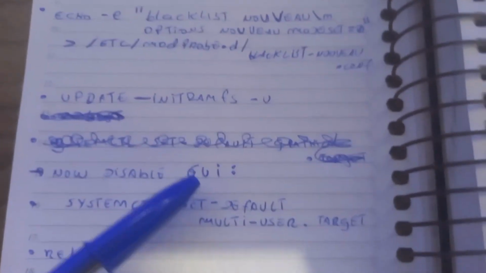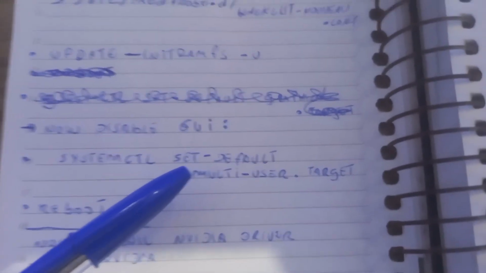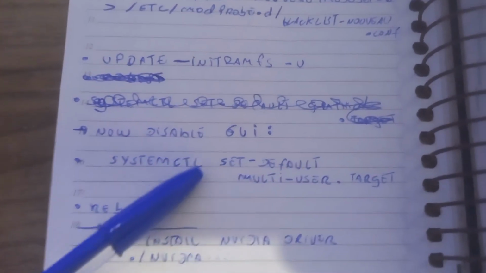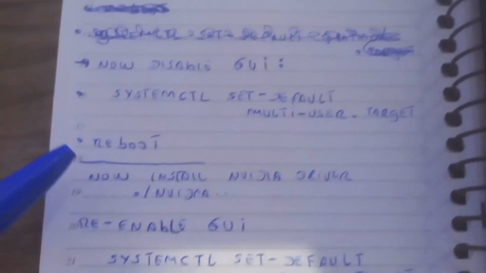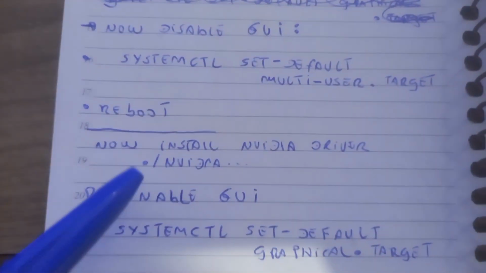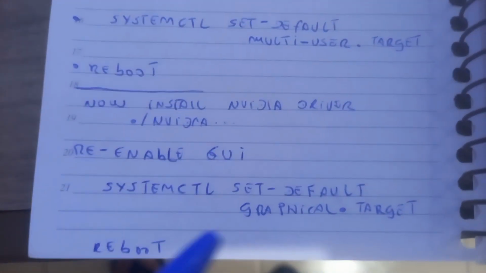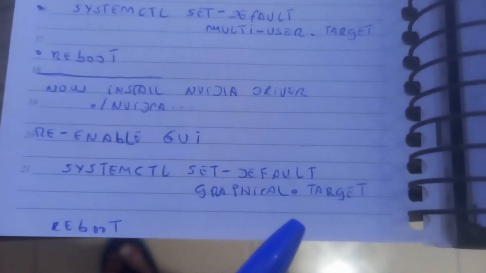Now we need to disable the graphical user interface: systemctl set-default multi-user.target. We will disable any graphical user interface. Reboot the system. Now install the Nvidia driver, okay. Re-enable the graphical user interface: systemctl set-default graphical.target, and reboot the system. If you follow these steps, it will work, okay.